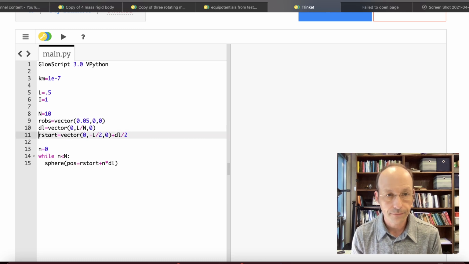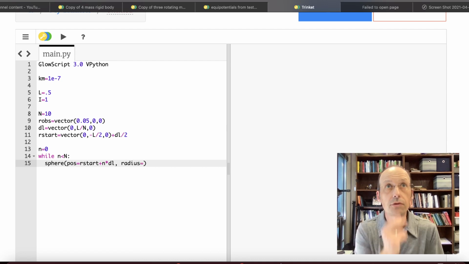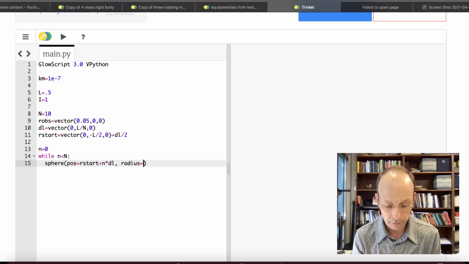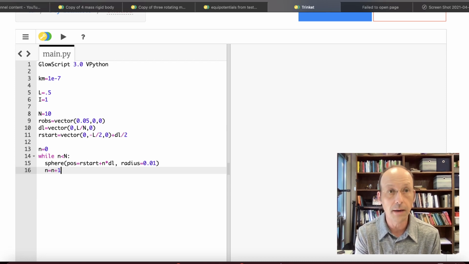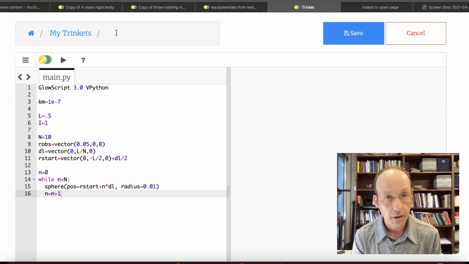And that should work. Okay, and then we need to give it a radius, or it will put it at 1 meter. So radius is going to be equal to, let's say, if it's 50 centimeters long, let's put a centimeter. And then I'm going to increase the value of n. n equals n plus 1. I'm going to save this because when bad stuff happens, you always want to save.